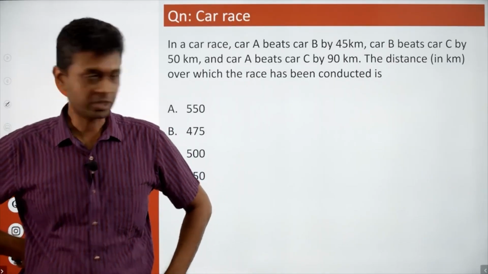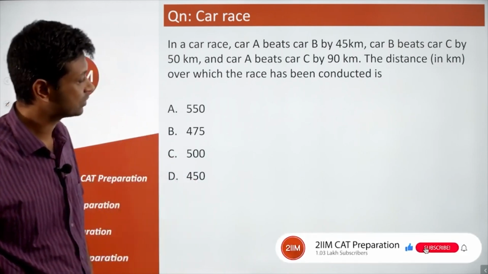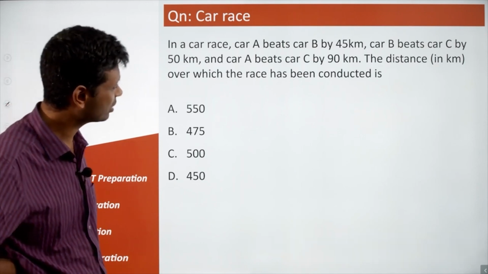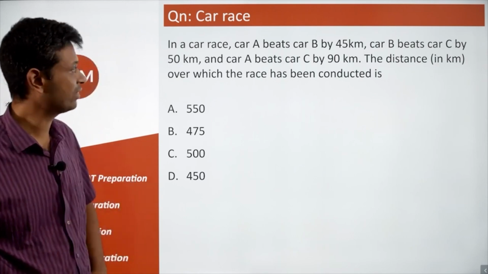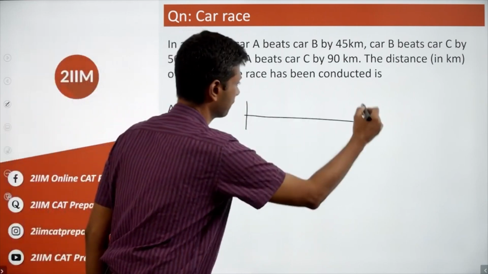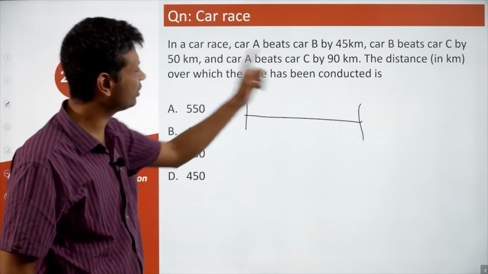Let's do this one. Interesting question. In a car race, car A beats car B by 45 kilometers, car B beats car C by 50 kilometers, and car A beats car C by 90 kilometers. The distance in kilometers over which the race has been conducted is a very interesting question. Some race. A beats B by 45 and A beats C by 90.